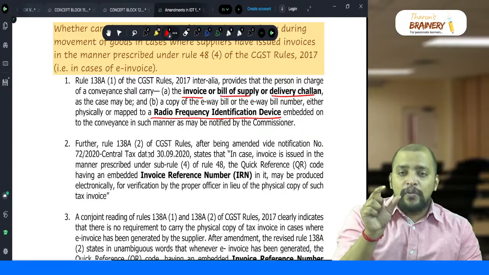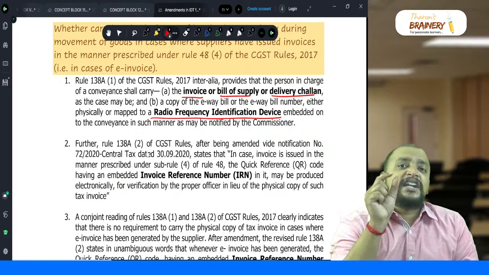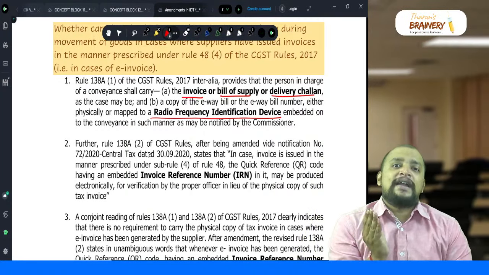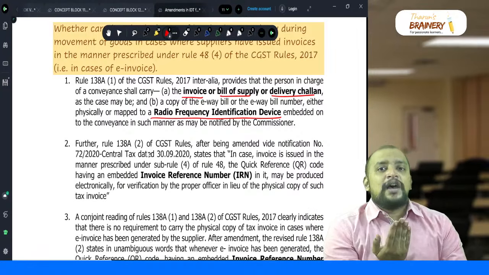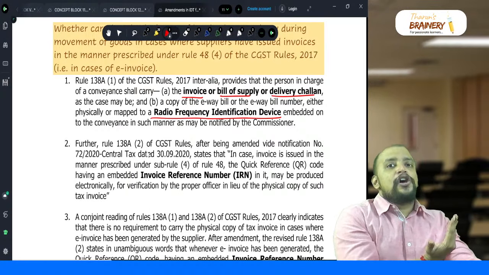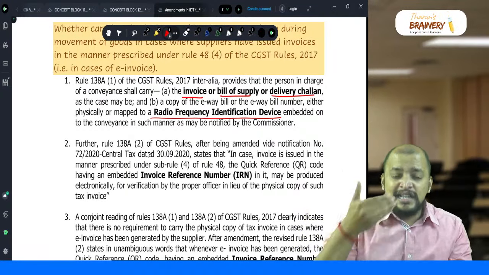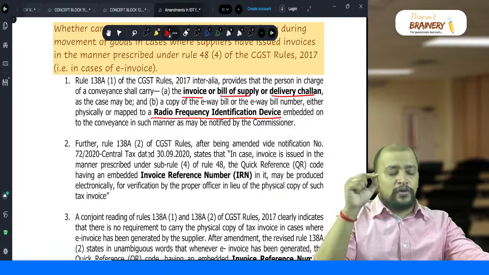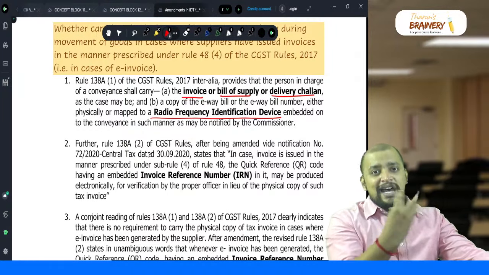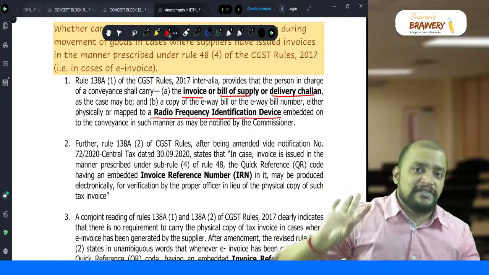So there will be one small RFID device, and that RFID device will have one code. You can download an Android or iOS app, and in that app you enter the code of that RFID device and scan all the e-way bills. Every e-way bill will have a QR code. Once the e-way bill is generated, it will have one scan code, a QR code. So scan that code, and in the mobile when you do the scanning, that particular e-way bill data will be captured or mapped to that RFID device.